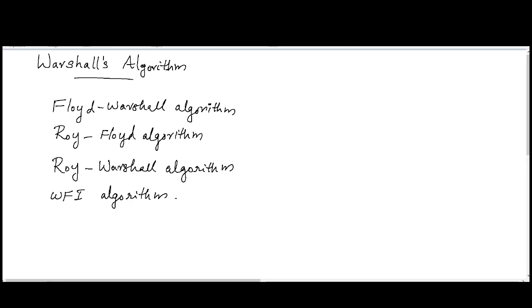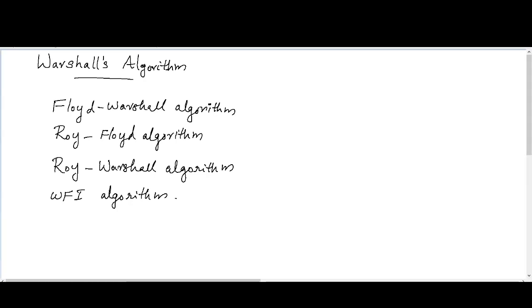Warshall's algorithm. Warshall's algorithm is also known as Floyd-Warshall algorithm, Roy-Floyd algorithm, Roy-Warshall algorithm, and WFI algorithm. This algorithm is used to find the shortest path between all the pairs of vertices in a weighted graph. It works for both directed and undirected weighted graphs.